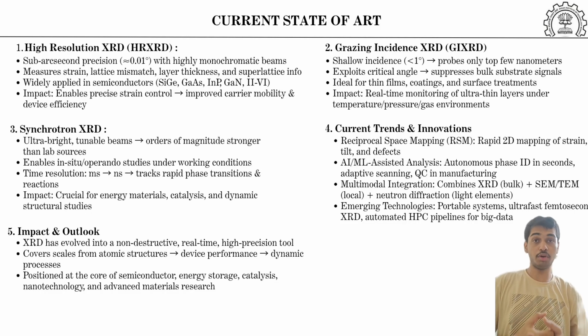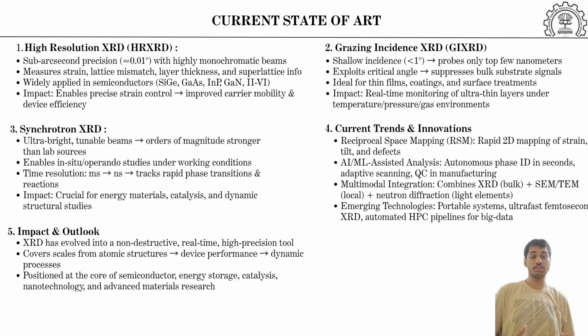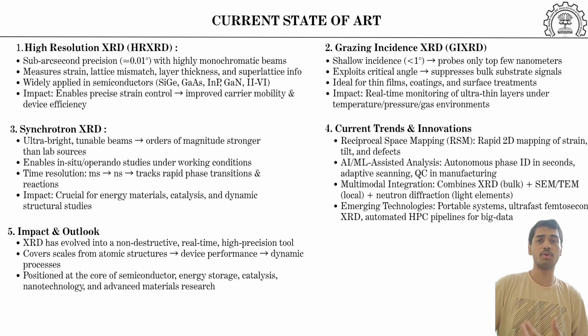Now let me give a quick overview of the latest advancements in X-ray diffraction. First, high resolution XRD gives extremely precise measurements of strain, lattice mismatch, and film thickness. This is very important for semiconductor devices where even tiny changes affect performance. Second, grazing incidence XRD looks only at the top few nanometers of the material. It's great for studying thin film coatings and surface treatments without interference from the bulk.